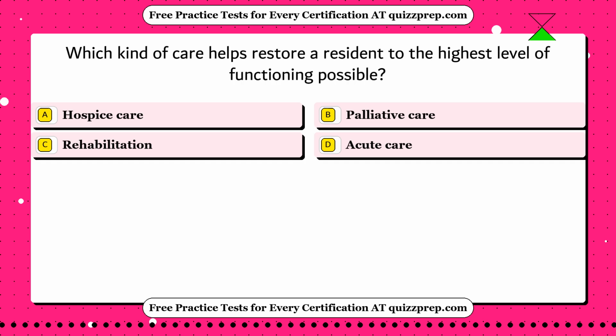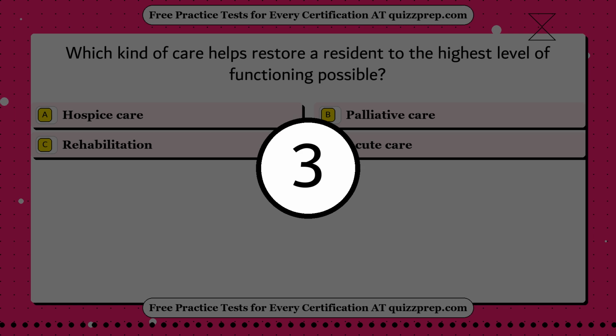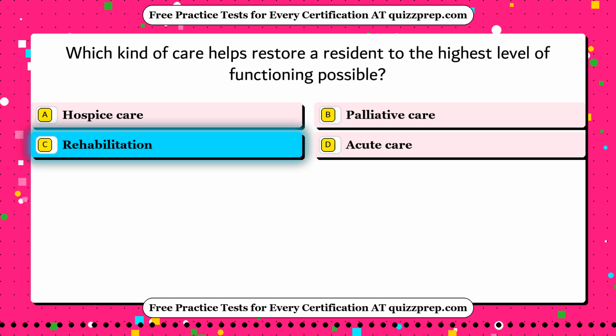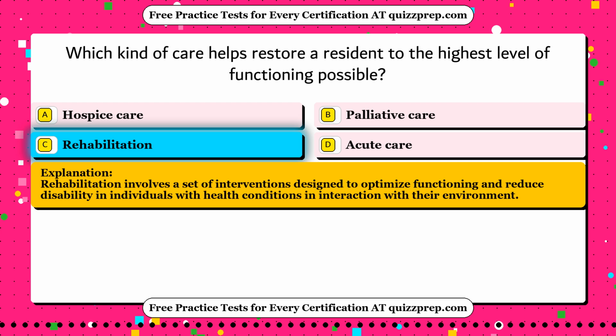Question 8. Which kind of care helps restore a resident to the highest level of functioning possible? Option A, hospice care. Option B, palliative care. Option C, rehabilitation. Option D, acute care. The correct answer is option C, rehabilitation. Rehabilitation involves a set of interventions designed to optimize functioning and reduce disability in individuals with health conditions in interaction with their environment.